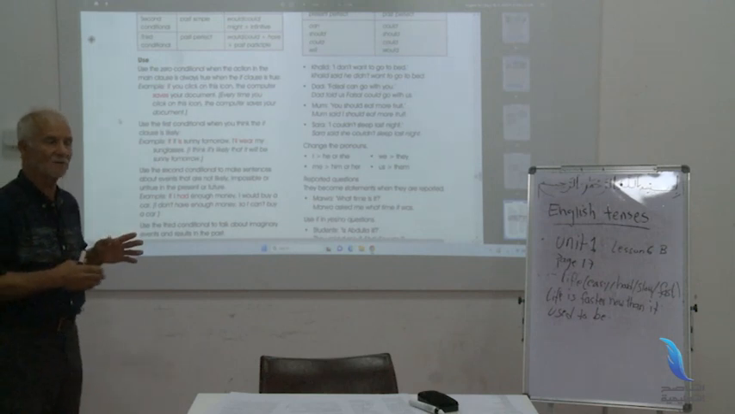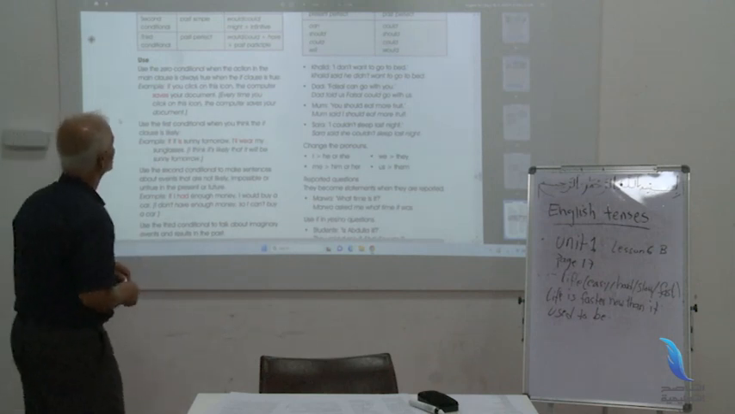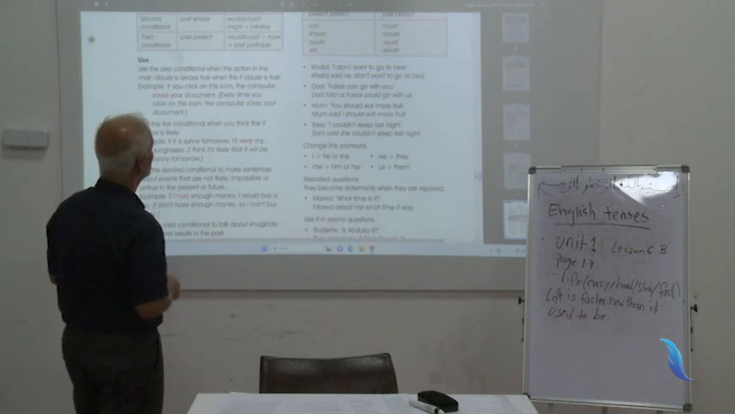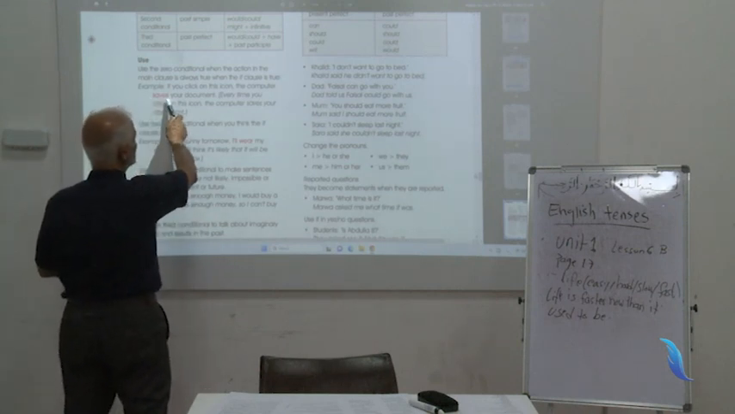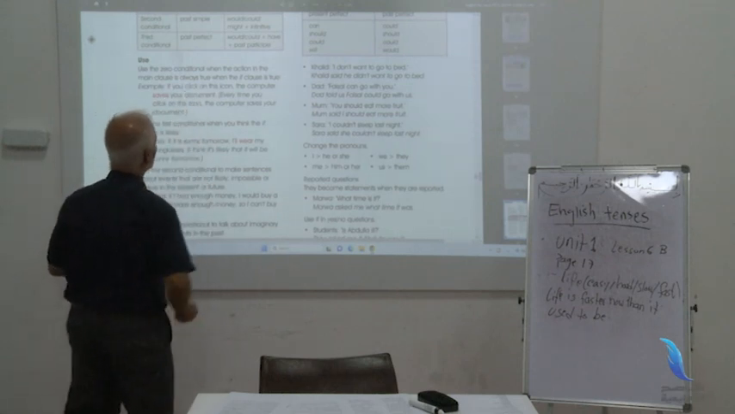If I have money, I buy a new car. If you click on this icon, the computer saves. As you can see here, saves is in the present simple, and click is in the present simple.